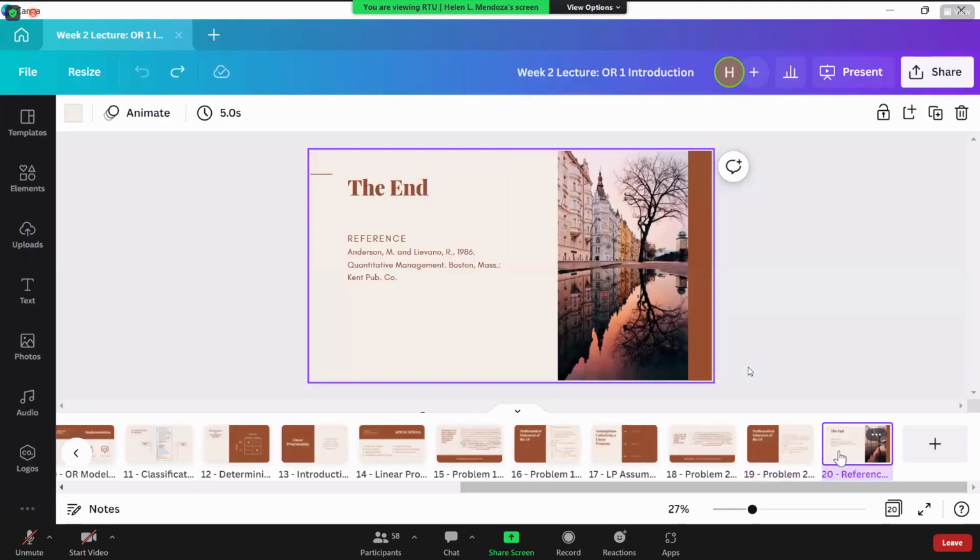Ito na siya. So, references, we have Anderson and Libano, Quantitative Management, Boston, Massachusetts, Kent Publishing Company. Any question now?